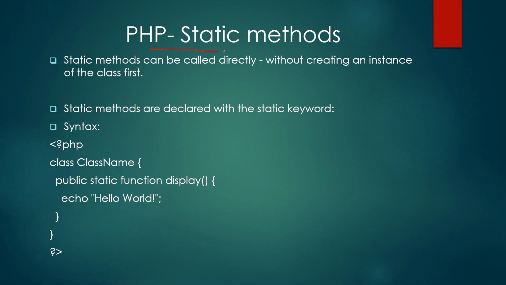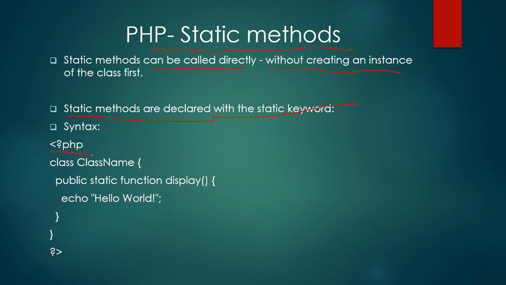PHP static method. Static methods can be called directly without creating an instance of a class. We have already seen this in properties as well. If it is a static method or a static property, there is no need to create the object. We can simply access them. And how to access them, we'll just learn now. Static methods are declared with the static keyword. So it is very easy.